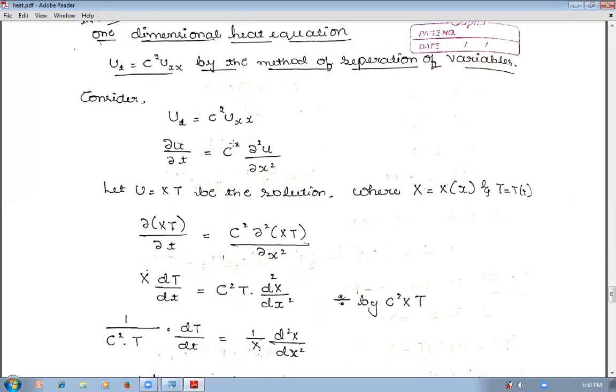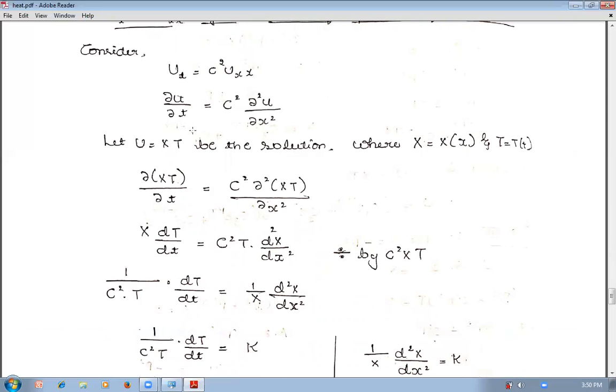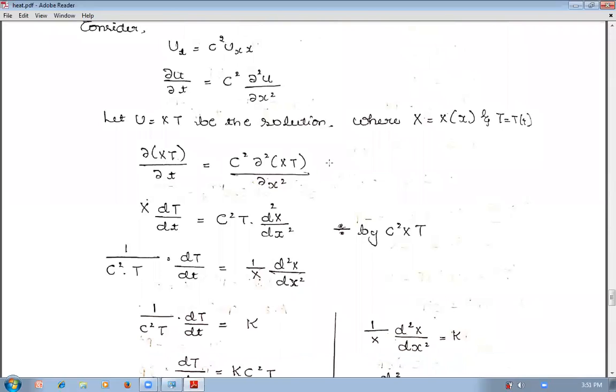Write in terms of del. Here the dependent variable is u, and the independent variables are small t and x. So the solution will be capital X into capital T. We know that X = X(x) and T = T(t). Put the u value. Next, the independent variable is small t. Take X outside, del becomes d. Here small x is the independent variable. T is constant, take it outside. Del becomes d.